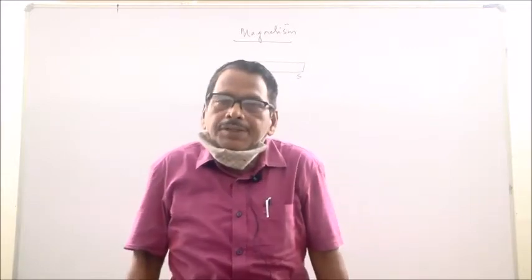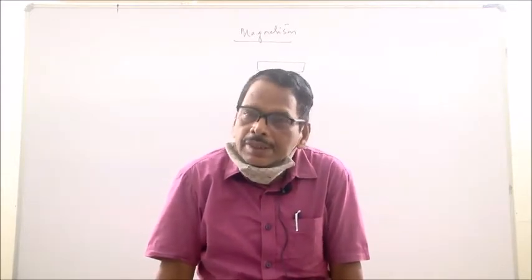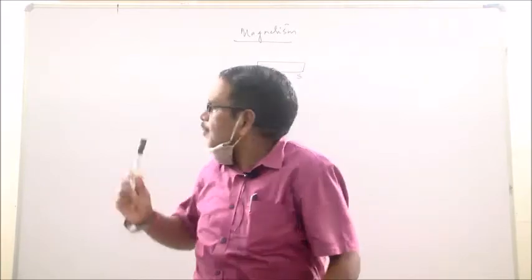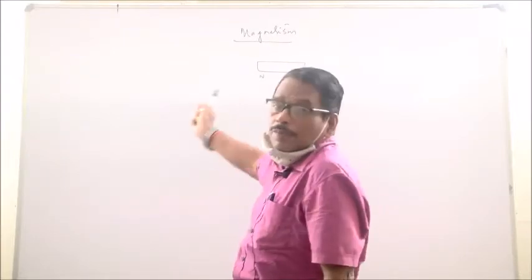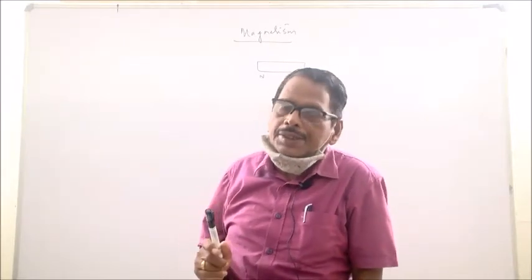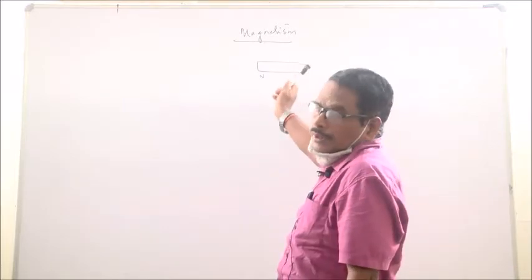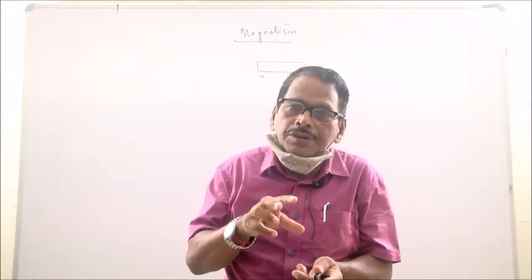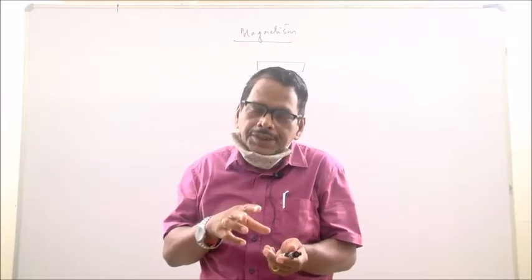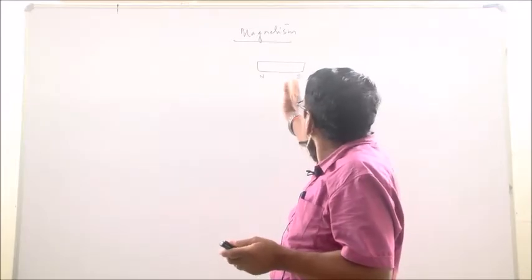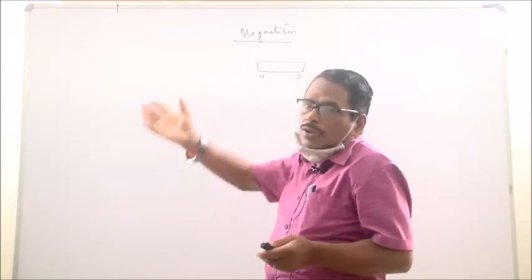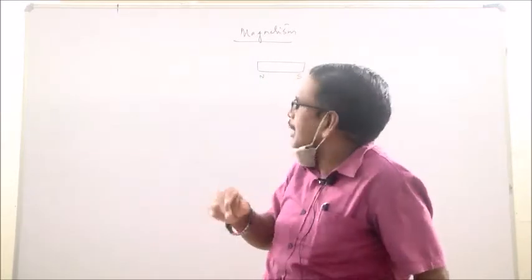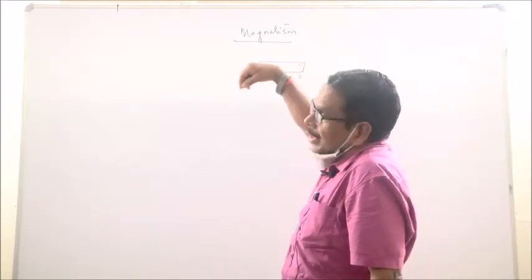If you freely suspend a magnet, it will remain along a particular direction in the earth's magnetic field. The north pole of the magnet remains towards the geographic north pole of the earth, and the south pole of the magnet remains towards the geographic south pole of the earth. North pole remains towards geographic north because the geographic north pole of earth contains magnetic south polarity, and the south pole of the magnet remains towards geographic south because the south pole of earth contains magnetic north polarity. So our earth is a huge magnet, and when we freely suspend a magnet, it will remain at a particular direction.